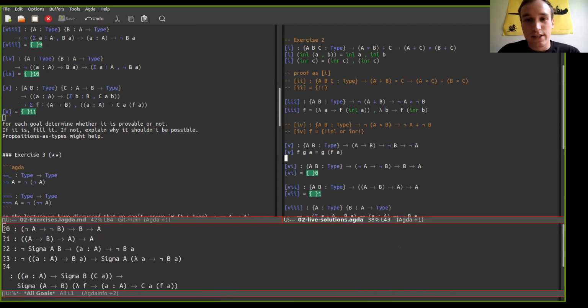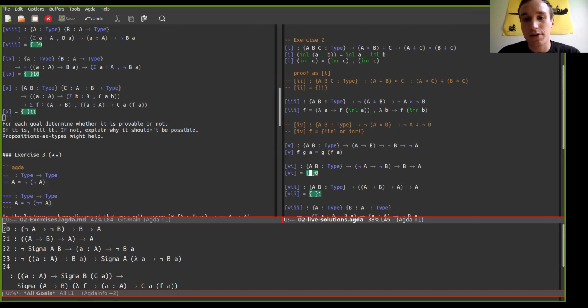Okay, now 6. 6 is not provable without the law of excluded middle. This is sort of one of the perks of intuitionistic logic. So we have this direction, but from not A implies not B, we don't get that B implies A.